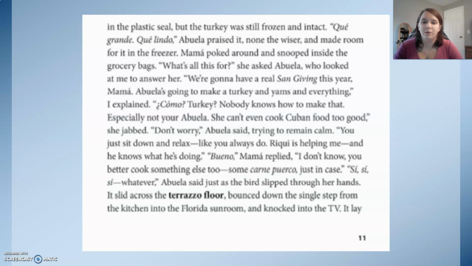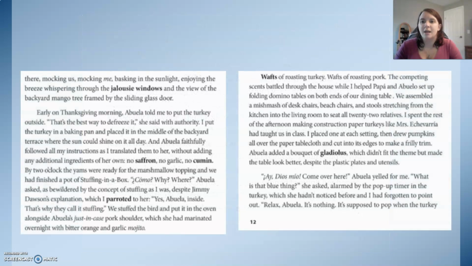Si, whatever, Abuela said. Just as the bird slipped through her hands, it slid across the terrazzo floor, bounced down a single step from the kitchen into the Florida sunroom, and knocked into the TV. Lay there mocking us, mocking me, basking in the sunlight, enjoying the breeze whispering through the jalousie windows and the view of the backyard mango tree framed by the sliding glass door.